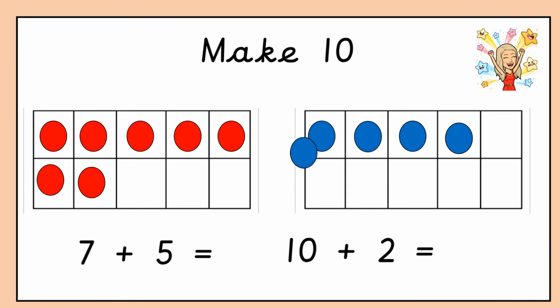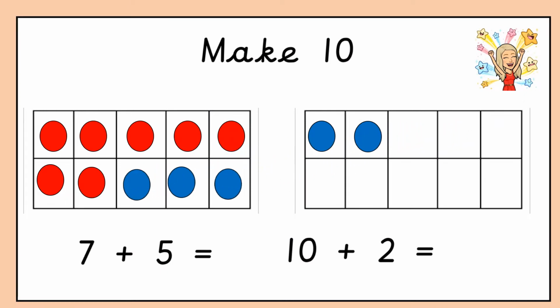I have 7 red and I'm going to move the blue across to make 10, just like so. So I had 7 on this 10 frame, 7 red, and I had 5 blue. But our strategy is to make 10. So how many blue did I move across? That's right, 3. I moved 3 across to make 10 on this 10 frame. And now all I have to do is add the extra 2 over here. So 7 and 5 is the same as 10 plus 2.